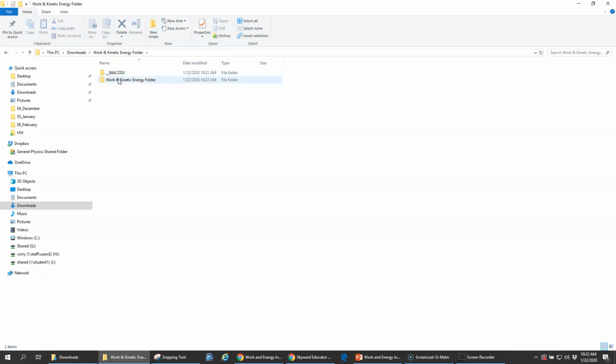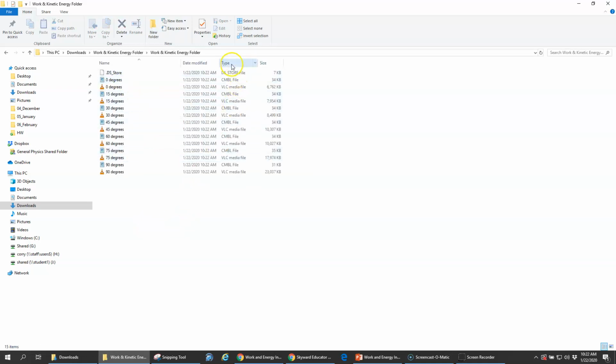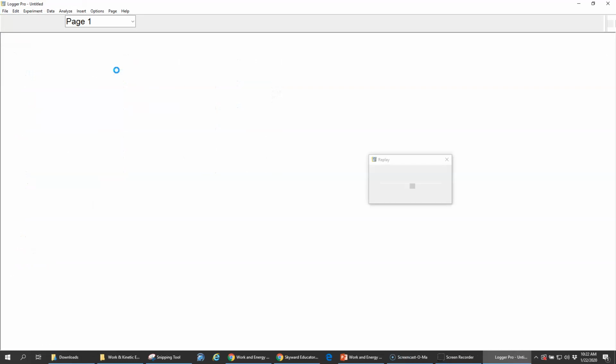And then go into there, and you're going to want this work and kinetic energy folder. If you organize this by type, you'll have all the CMBL files, which are the Logger Pro files here. If you ever want to see the videos, they're right in here, but they reference each other. So let's go to this first video. Yours should load quicker than this, but we're asking the question, how does the work affect the final state of the system, or the final energy of the system? And to get the final energy of the system, we're going to measure the velocity at the end, and we want to show you how to do that.